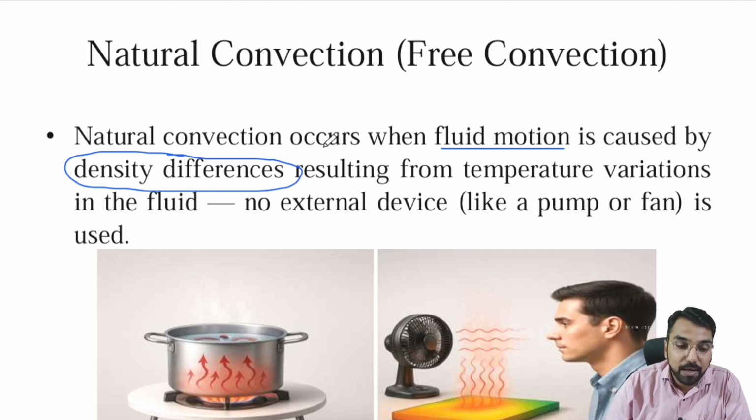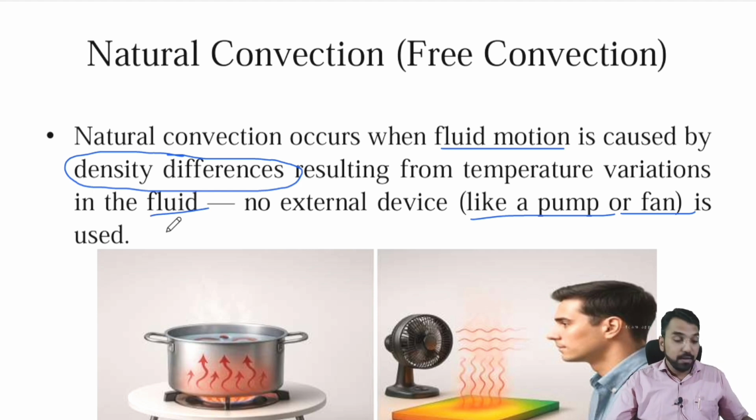Natural convection occurs when the fluid motion is caused by density differences resulting from the temperature variation in the fluid, and there is no external device like a pump or fan to blow the air or to flow the fluid over the heated plate. So what is meant by density differences and how are they created?